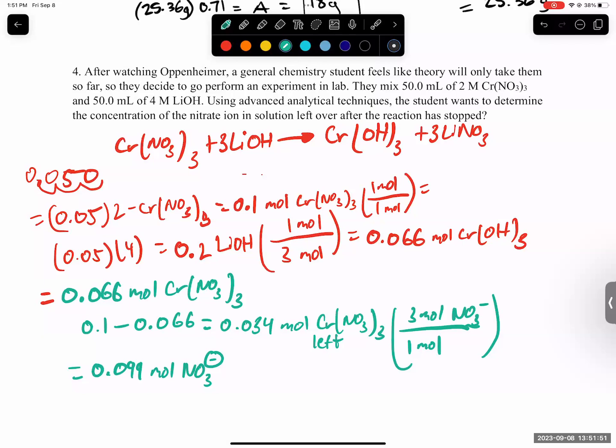Yeah, exactly. So we have to use the total volume basically, right? Because we have 50 milliliters of chromium nitrate, 50 milliliters of lithium hydroxide. So imagine you have 2 beakers and then you're pouring them together in like one big beaker. The big beaker will have a volume of 100 milliliters, and that's what we want our concentration to be. We calculated the nitrate left over. Now we're going to divide it by 0.1 liters, as that is our total volume. So our answer will be what?